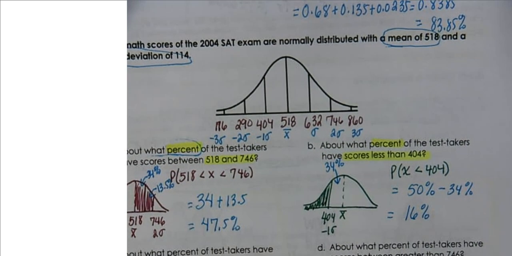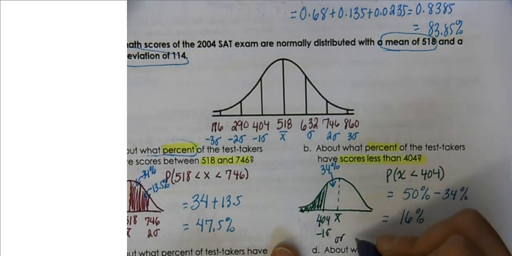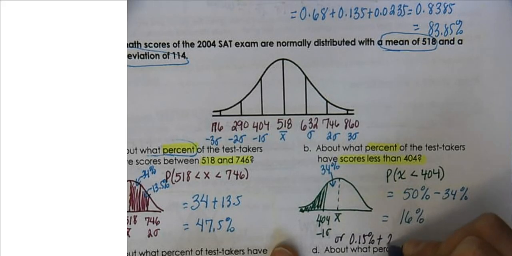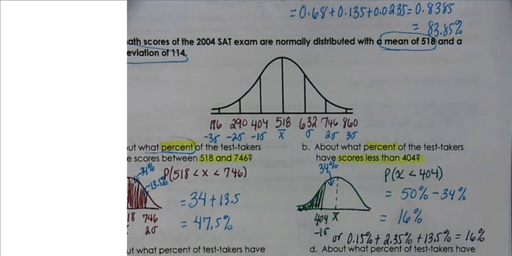So another way that you could do this is you could add 0.15% plus 2.35% plus 13.5%. So that's another way you could do this. So I'll write that down. Another way you could write it is you could go 0.15% plus 2.35% plus 13.5%, and that'll still get you 16%. So both ways will certainly get you the right answer.